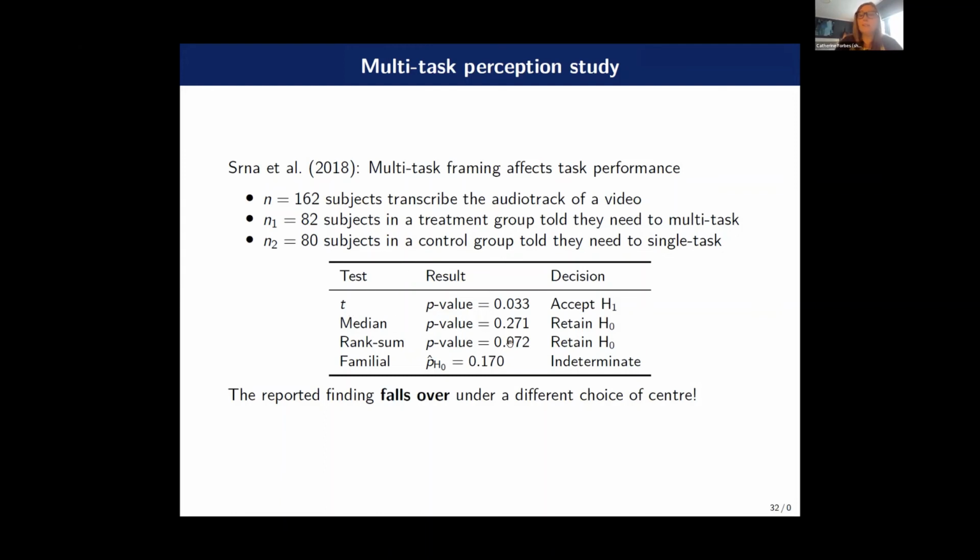The median and the rank sum would not reject the null. So you get conflicting answers depending on which frequentist test you use. And in this case, the familial test is actually indeterminate.